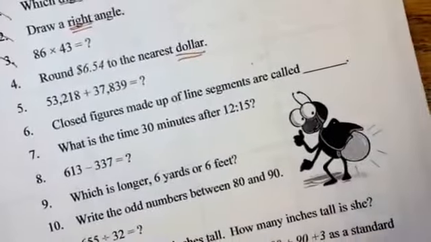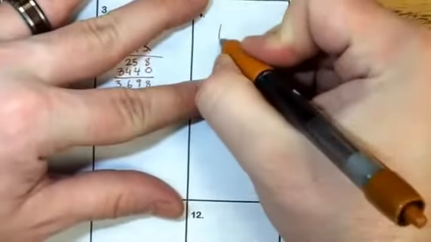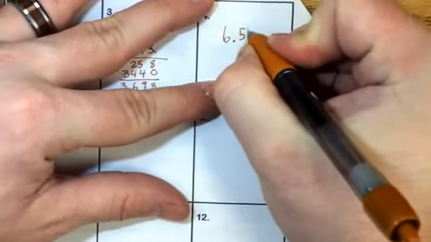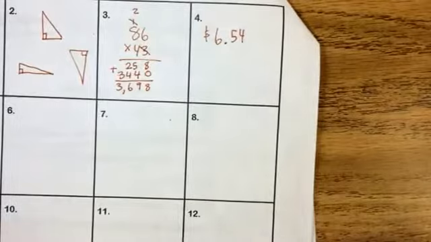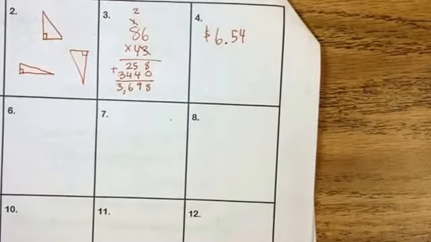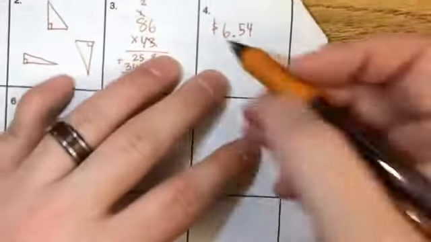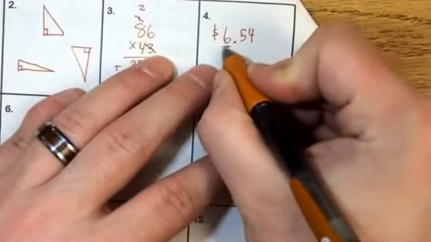And then last but not least, they would like us to round $6.54 to the nearest dollar. Alright, so rounding money is very similar to rounding any other number or decimal. So we've got $6.54, which can also be looked at as 6 and 54 hundredths. So we're rounding to the nearest dollar.